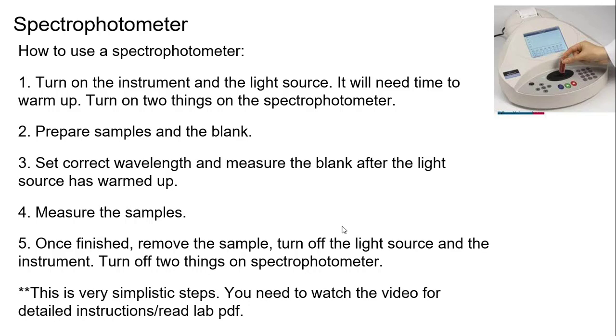Turn on the instrument and the light source. So when you turn it on, you have two things you need to turn on. Turning on the instrument is just turning on the instrument. You actually have to turn on the light source, and it usually takes about 20 to 30 minutes to fully warm up. While that's warming up, you prepare your samples and the blank. You select the correct wavelength and measure the blank after the light source has warmed up.